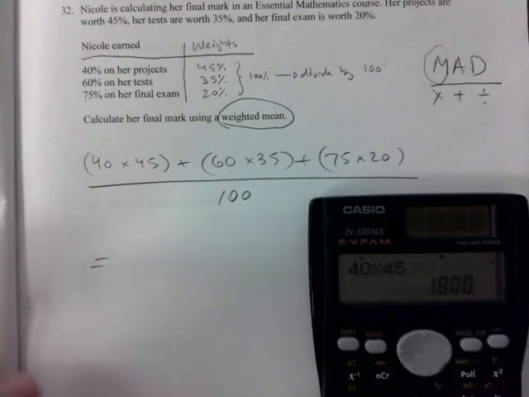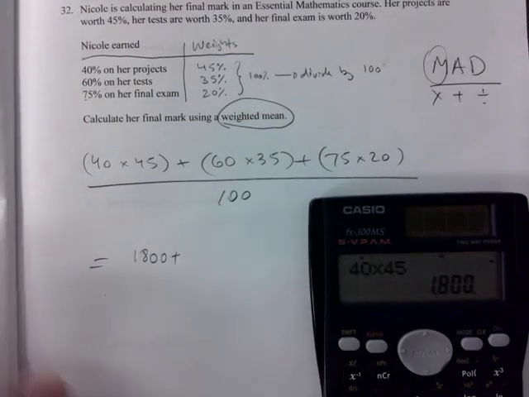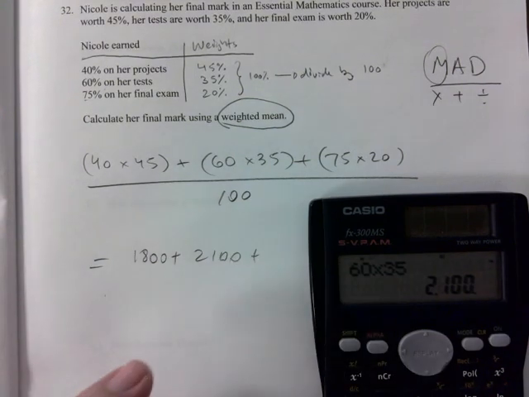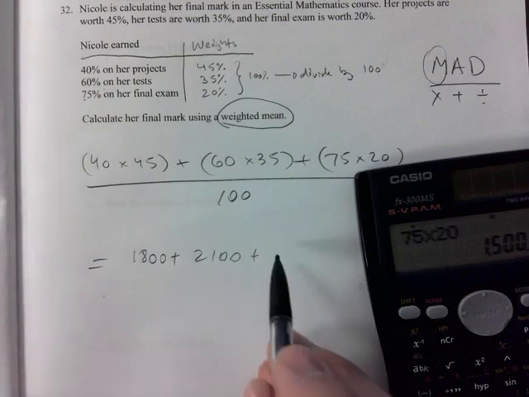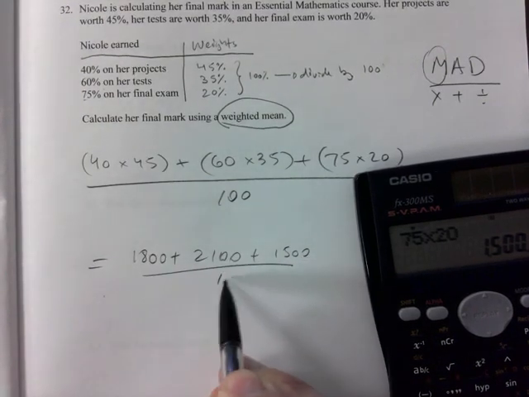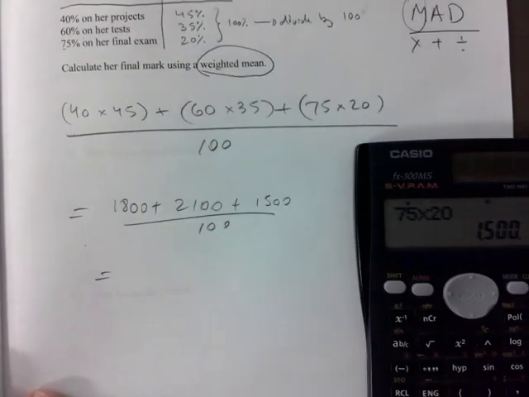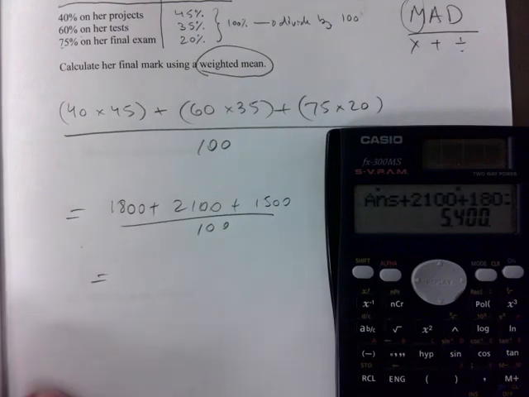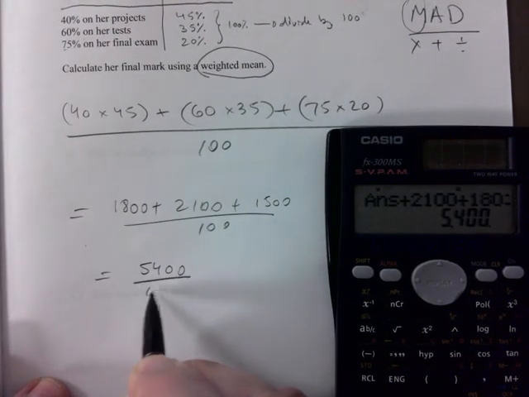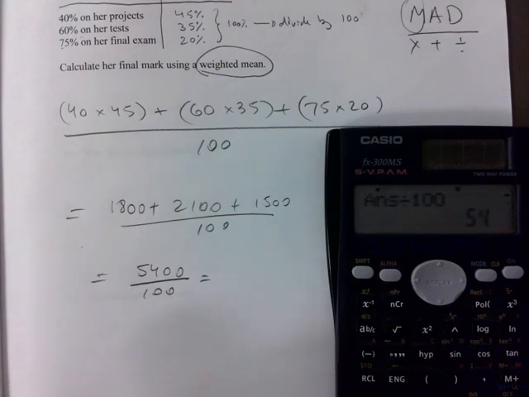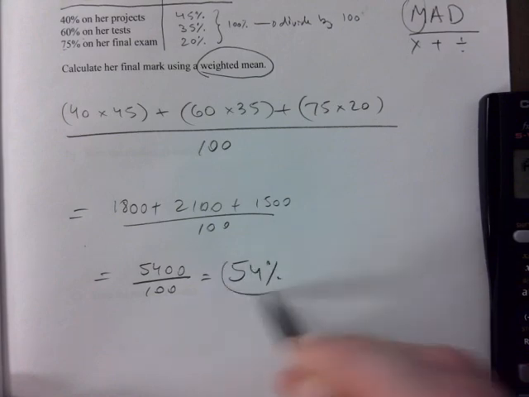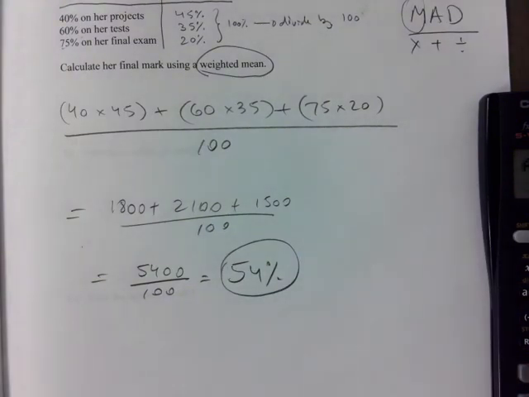So 40 times 45, 1800. 60 times 35, 2100. And then 75 times 20, 1500. Add it up. That's 5400 divided by 100. 54%. That is your final mark. That's Nicole's final mark.